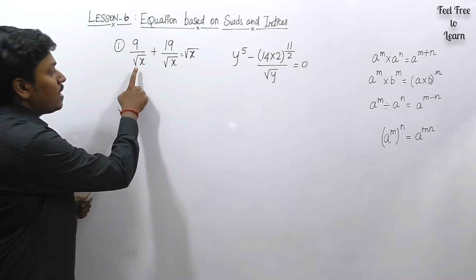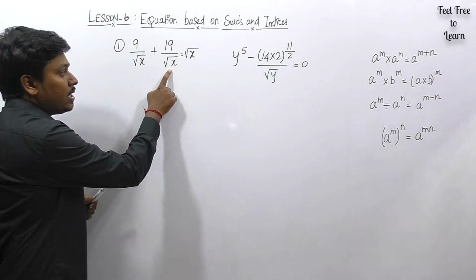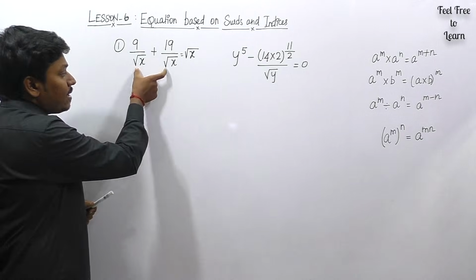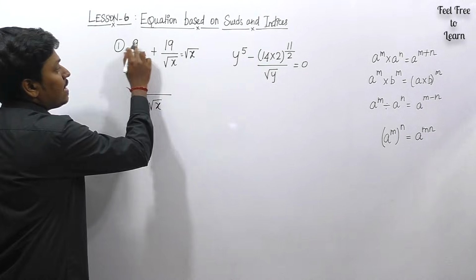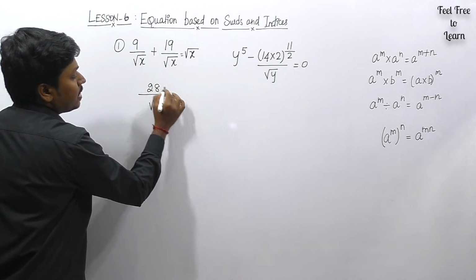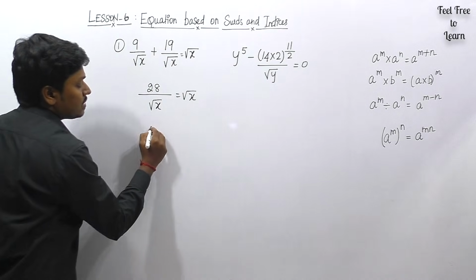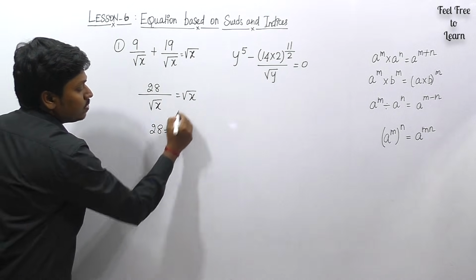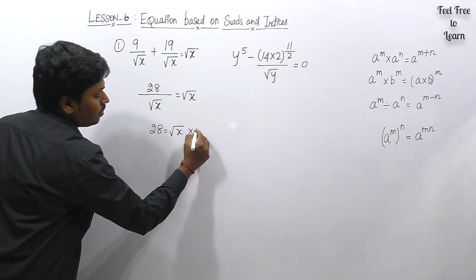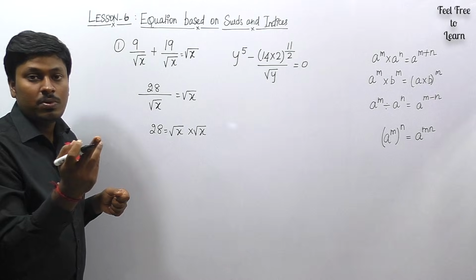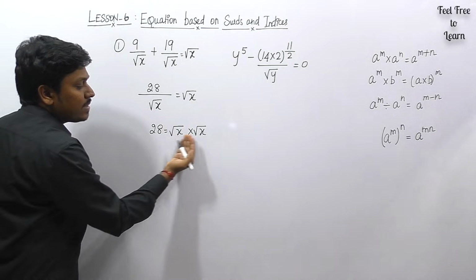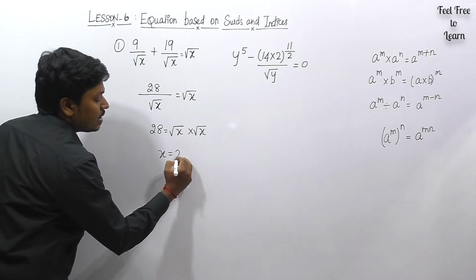So friends, first of all, here the denominator is root x, and here the denominator is root x. So let me take root x as the LCM. When we take root x as the LCM, 9 plus 19 will be 28, is equal to root of x into root of x. So friends, we know that root of 3 into root of 3 will be 3. Similarly, root of x into root of x will be x. So x is equal to 28.